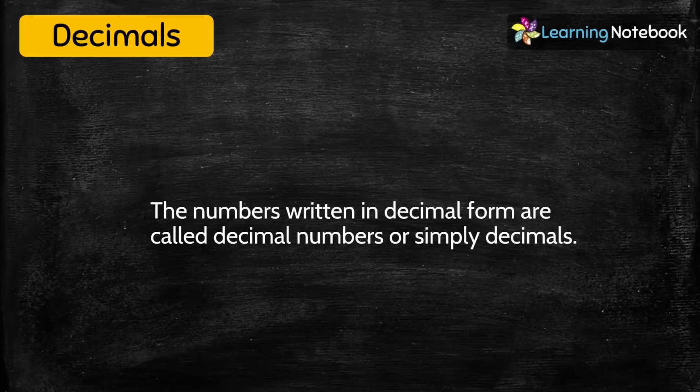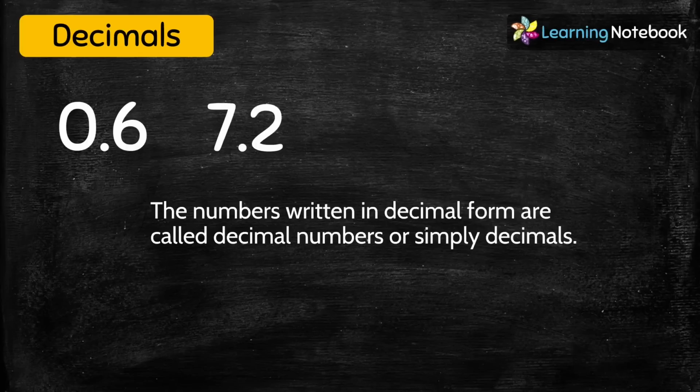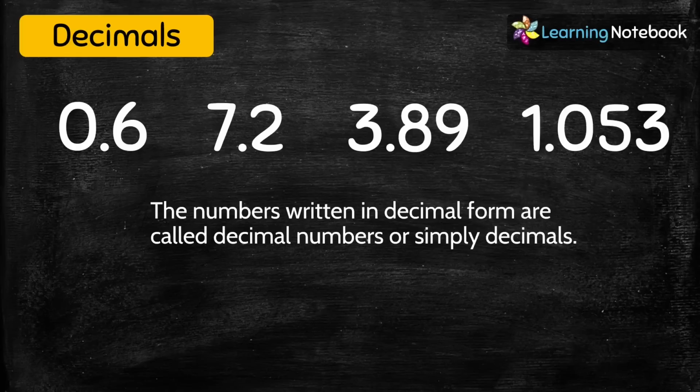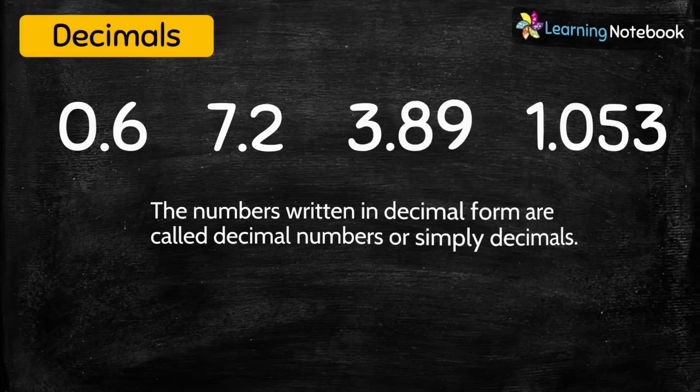The numbers which are written in decimal form are called decimal numbers or simply decimals. For example, 0.6, 7.2, 3.89 and 1.053. All these numbers are written in decimal form and thus they are called decimal numbers.